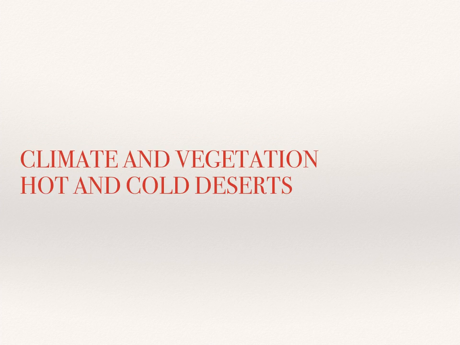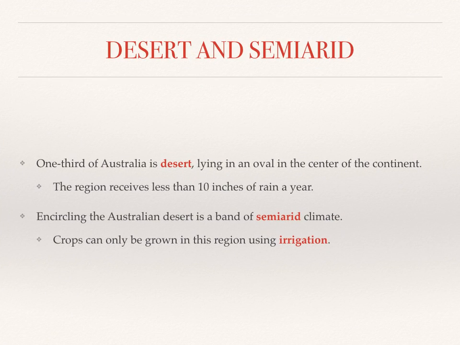Climate and vegetation, hot and cold deserts. Desert and semi-arid. One third of Australia is desert, lying in a great oval in the center of the continent. This region receives less than 10 inches of rain a year. Encircling the Australian desert is a band of semi-arid climate, and crops can only be grown in this region if you use irrigation techniques.